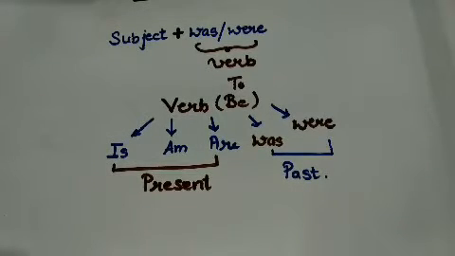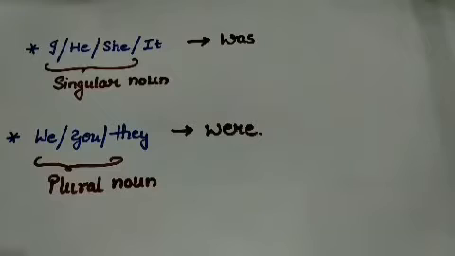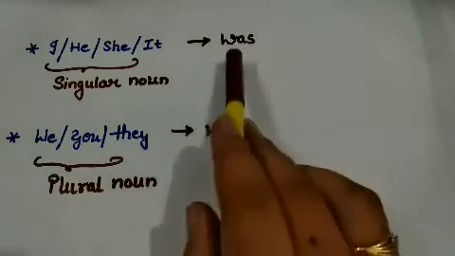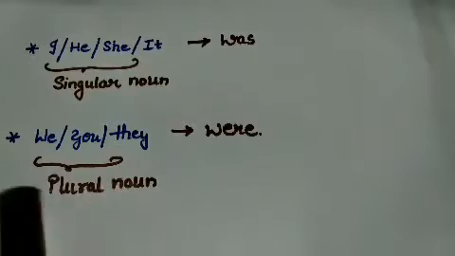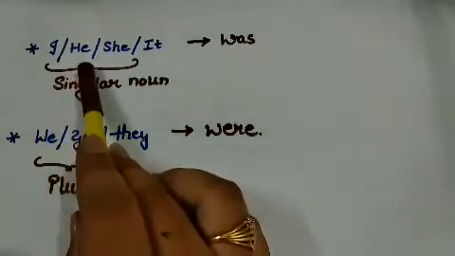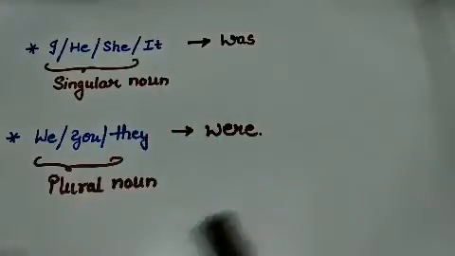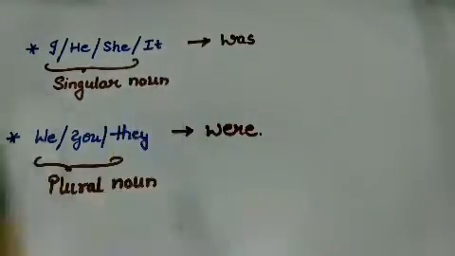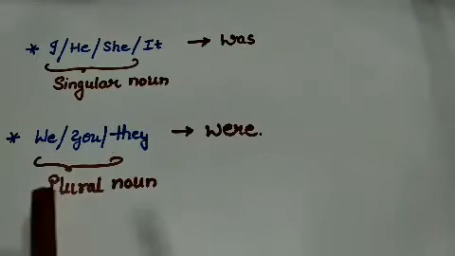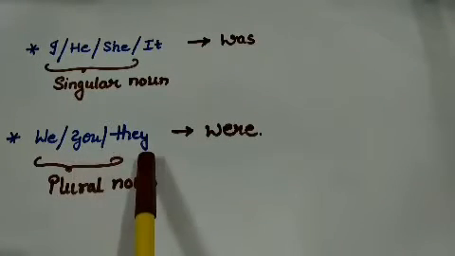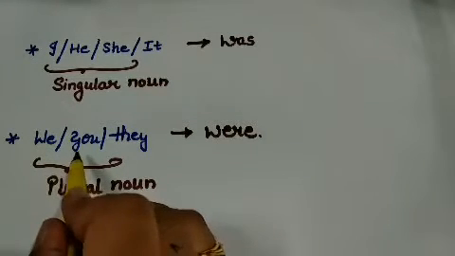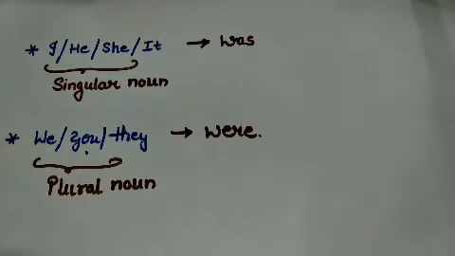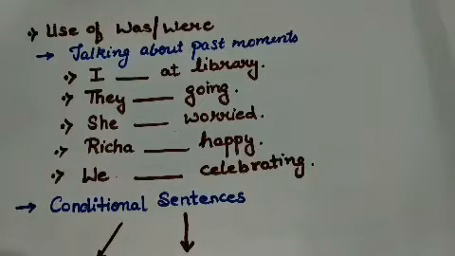So let us see a few examples where we can use was and were. But before doing that, let me tell you where we can use was. See, we can use was with I, he, she, it. Like we can use was with singular nouns, and we can use were with we, you, and they. Now you see, you is a singular noun, but still we use were with this because we cannot use was with you.